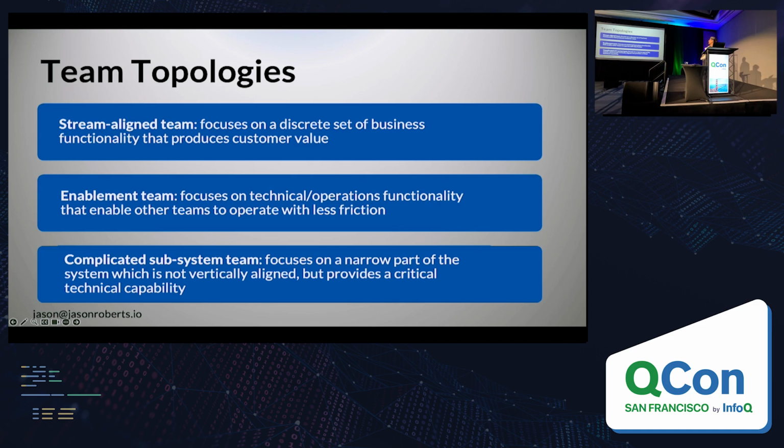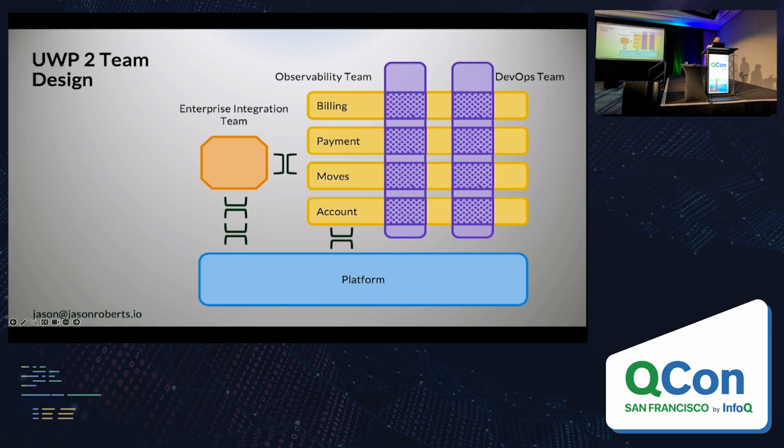Enablement teams focus on the technical, operational functionality and frameworks that enable the other teams to operate with less friction and at speed. And the third is the complicated subsystem team. This is a team that focuses on a very narrow, complicated part of the system. It's not vertically aligned, but it provides the very critical technical capabilities that are needed by the other teams.